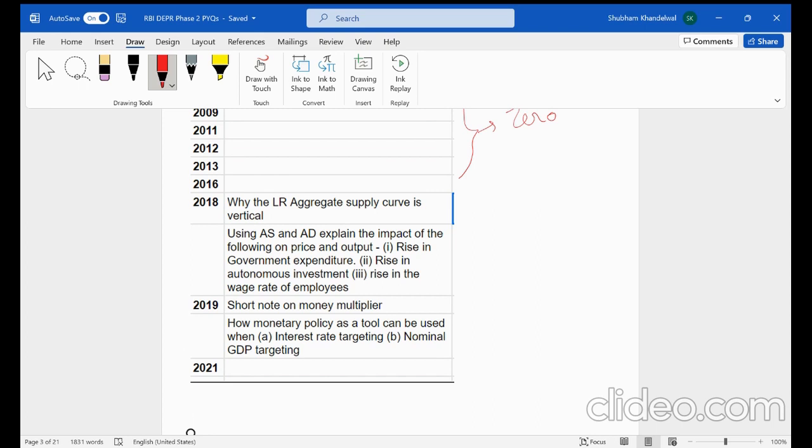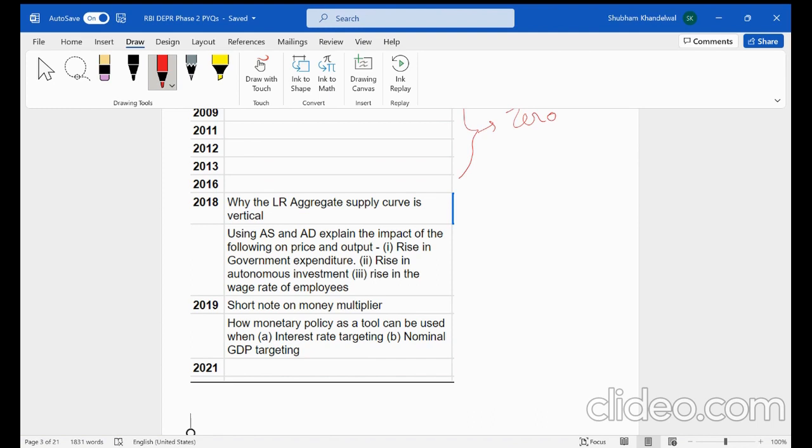So in 2018, there was a question on why the long run aggregate supply curve is vertical. So fairly straightforward question. And then there was a question on the AS and AD framework. Basically, you were given different scenarios, and then you had to find out the impact on price and output because of these scenarios. And then in 2019, again, two questions were there.